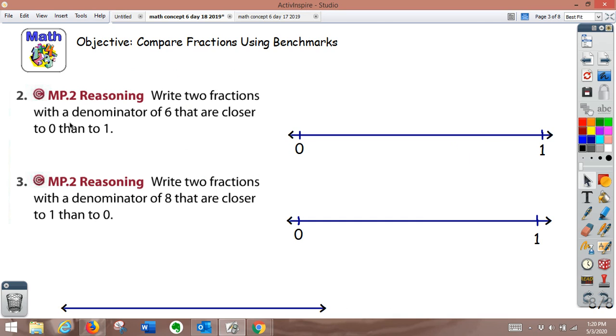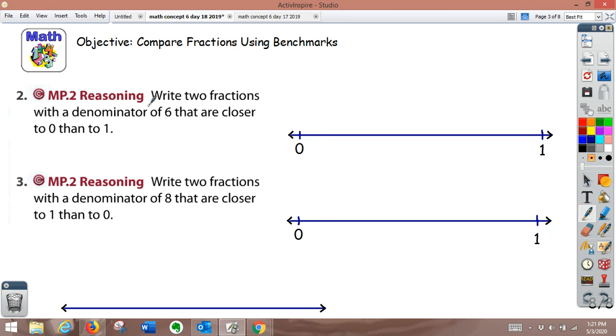Write two fractions with a denominator of 6 that are closer to 0 than to 1. I always like to read carefully. Okay, two fractions, a denominator of 6, that means the bottom number is 6, and they are closer to 0 than to 1. It's probably going to be a small number, right, if it's closer to 0. Let's see what I have on my number line over here. There's 0 and there's 1. Those are good benchmark numbers because we know what 0 is and we know what 1 is.